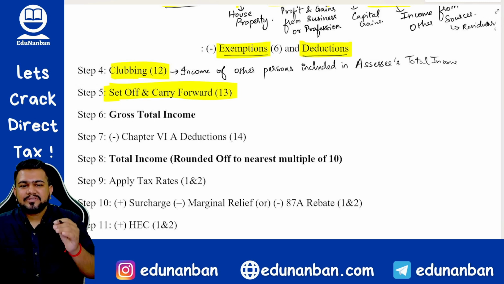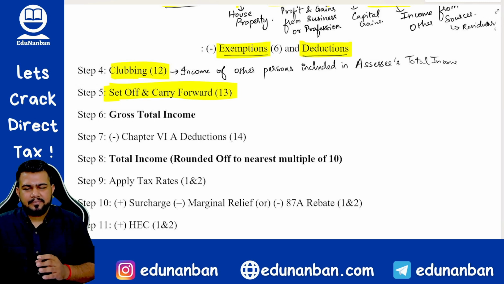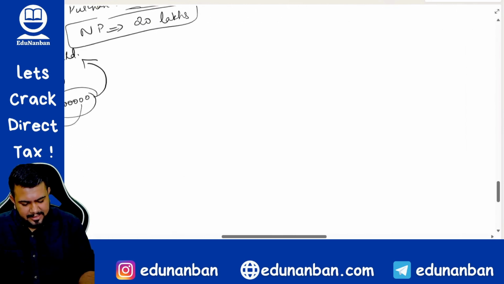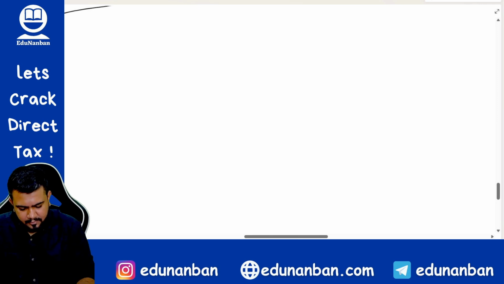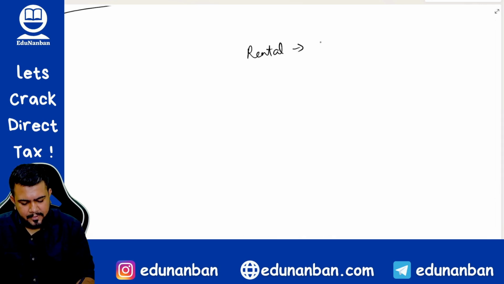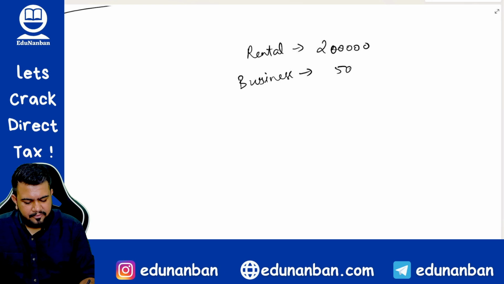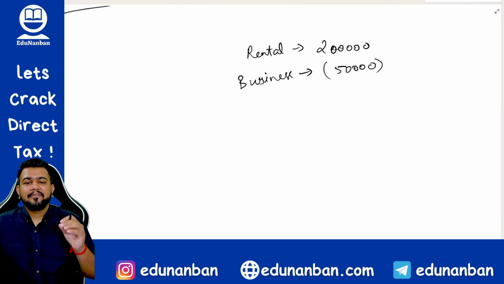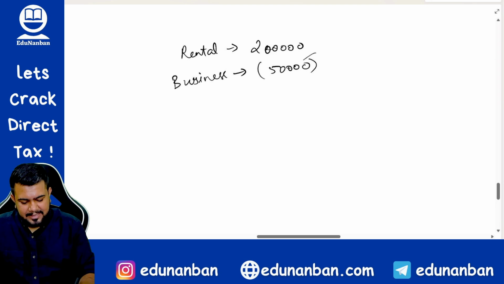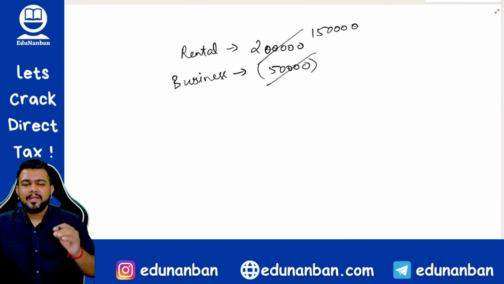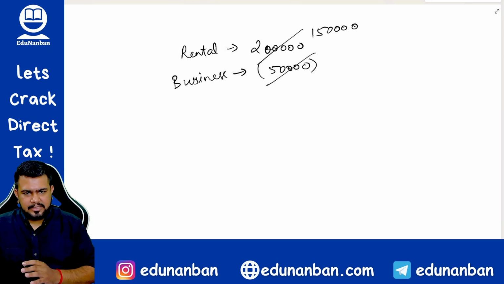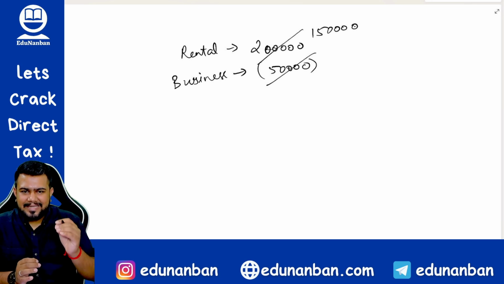Instead, the government gives the benefit of set off and carry forward. For example, let's say I am having rental income of 2 lakhs, and in my business I am having a loss of 50,000. So I can set off my business loss against my rental income and pay tax only on the balance rental income. This is called set off of losses. Okay, you understand my point?